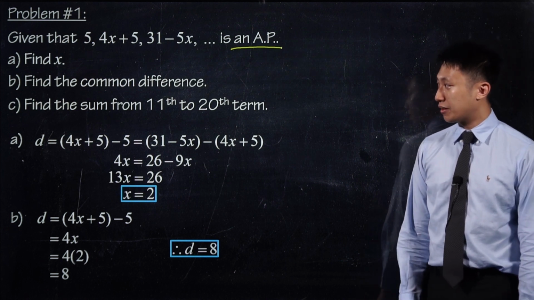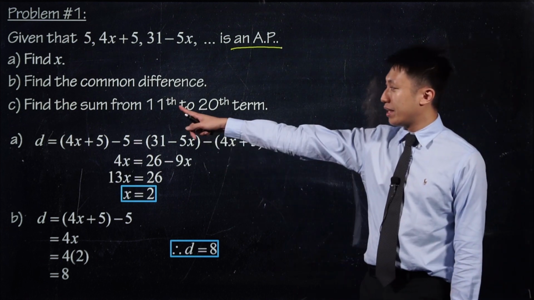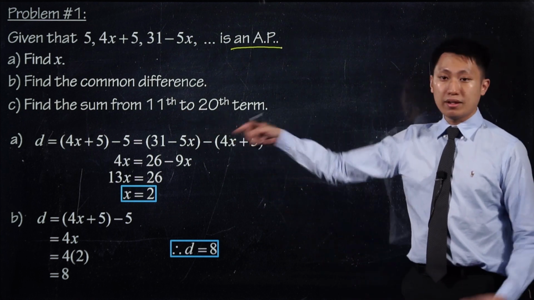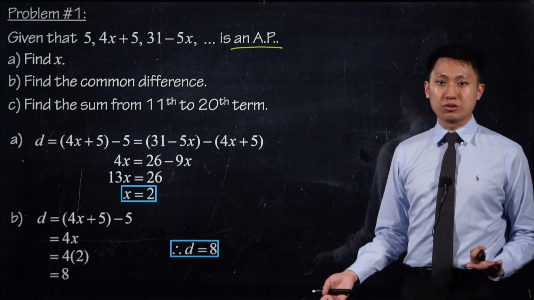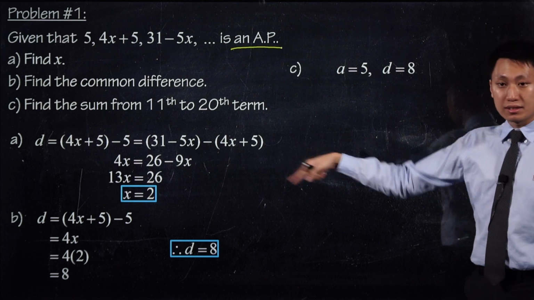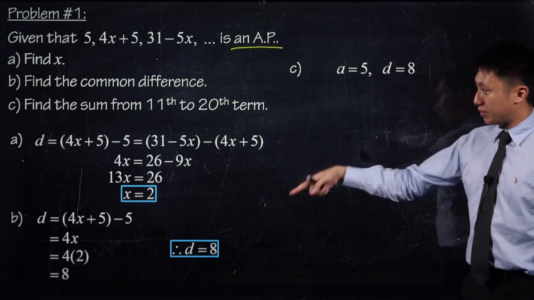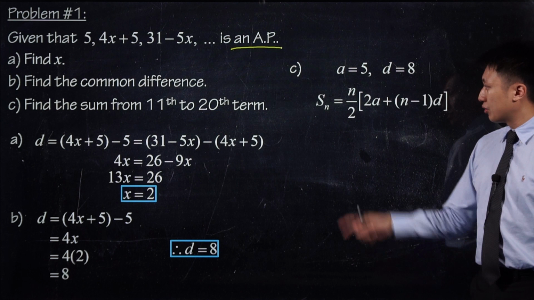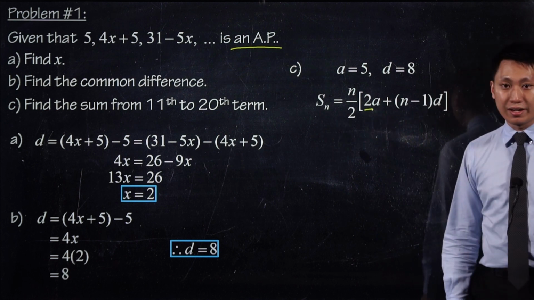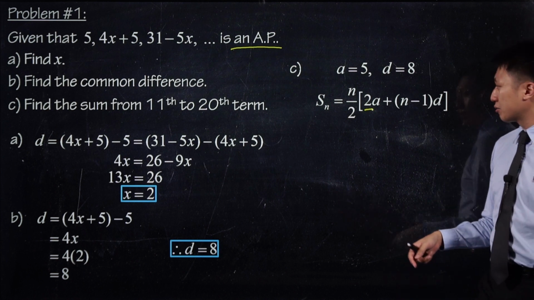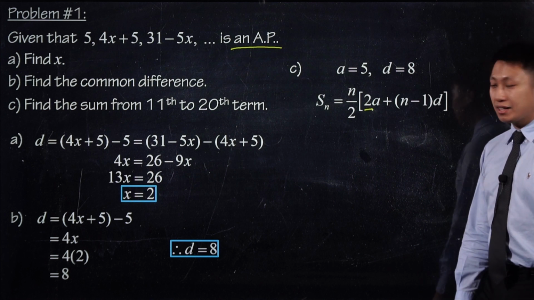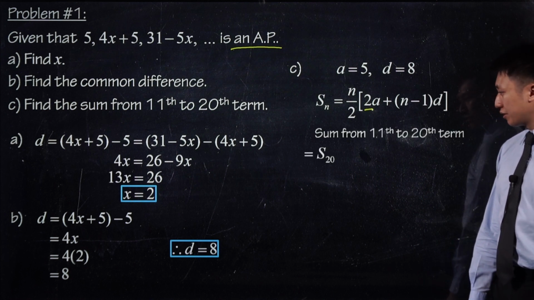Last one. Find the sum from the 11th term to the 20th term. This one is just substituting into the formula. A is this, d is this, which you have found already just now. So Sn is given by this formula. Remember this is 2a, not a only. It's not a plus n minus 1 times d, it is 2a, because this is the sum of the first n terms. Then substitute things inside.